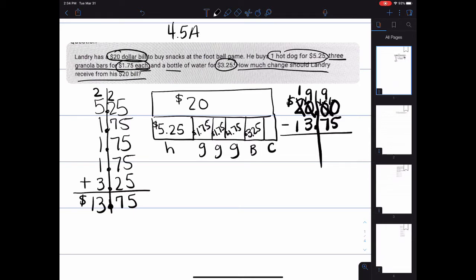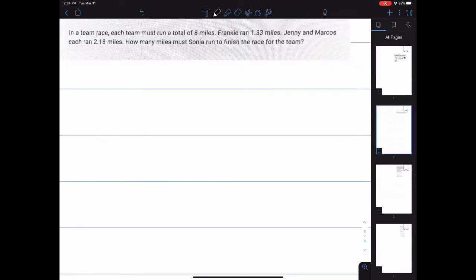Now I can subtract. 10 minus 5 is 5. 9 minus 7 is 2. 9 minus 3 is 6. And 1 minus 1 is 0. So my answer is $6.25.